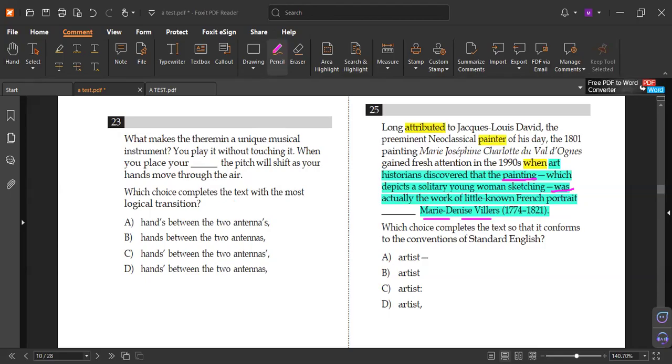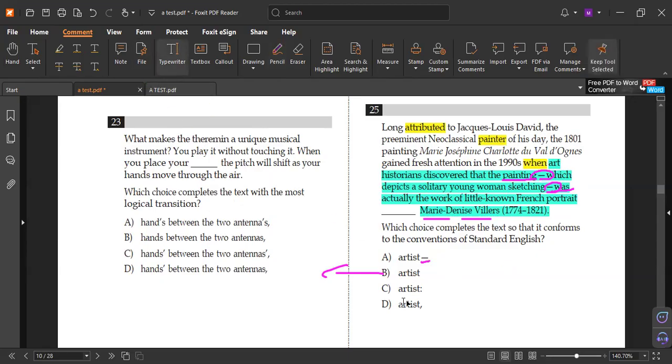Yes. Let's prove why B is correct. Number one, this is a dash with this dash. What is the purpose of this dash? It does not make sense.